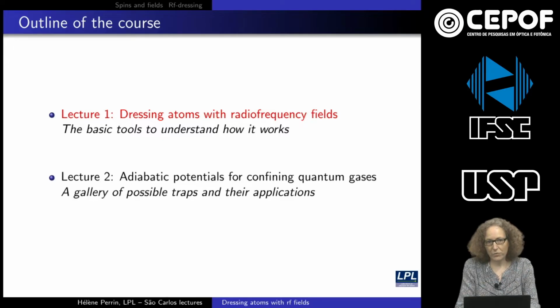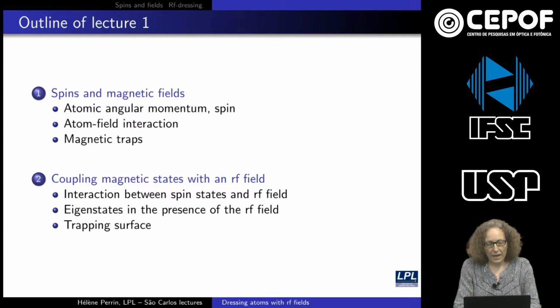So the first lecture will be dedicated to the basics of dressing atoms with radiofrequency fields, and the second lecture on examples of what we can do with adiabatic potentials. The outline of the first lecture is as follows. I will start by going back to what spin states are and how they interact with magnetic fields, up to the point where I will show magnetic traps. And then I will introduce radiofrequency and see what happens to these Zeeman or magnetic states when coupled to an RF field.